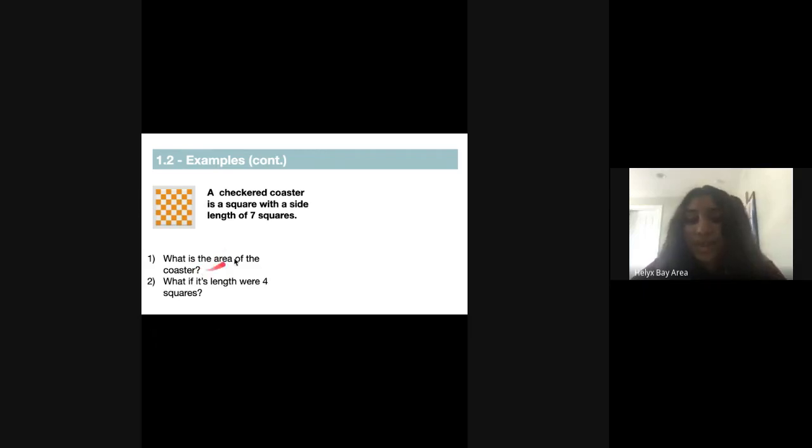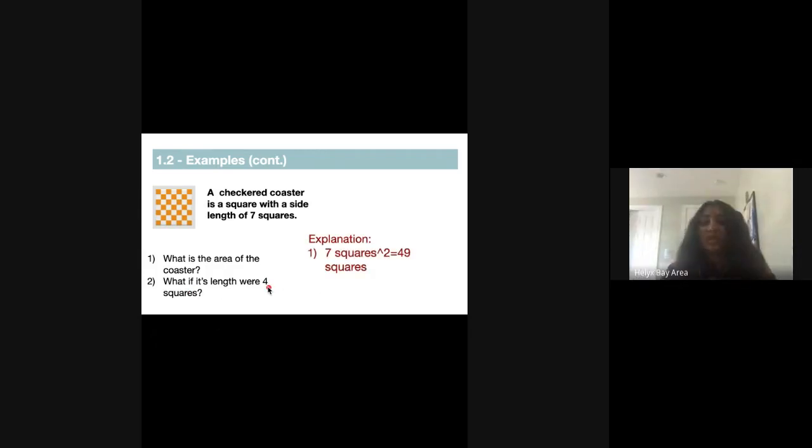Because we're trying to find the area, this is equivalent to 7 squares, because there's 7 here and 7 here. And 7 squared is equal to 7 times 7 multiplied out. The second thing we're trying to find is, if our length were 4 squares on each side, so that would be just this little portion right here. If this was the whole coaster right here, what would the area be?